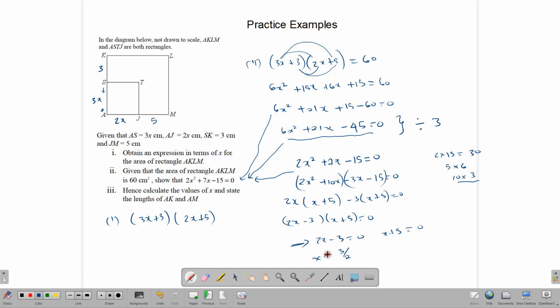or 1.5, and x here is going to be equal to negative 5. So we get two solutions, 1.5 and negative 5. The question is asking us for a length, and the trouble is, when it comes to length or area, we cannot use our negative values. So these are our two solutions to the question, but we are going to ignore this one because we cannot use a negative length. Therefore, the x value that we choose to use is 1.5.